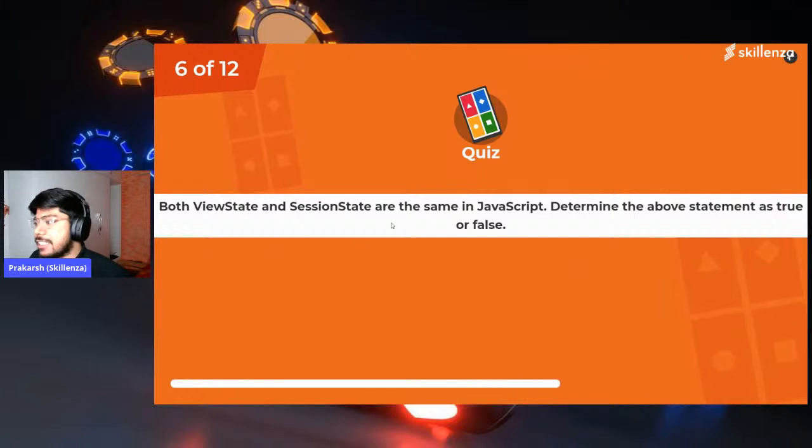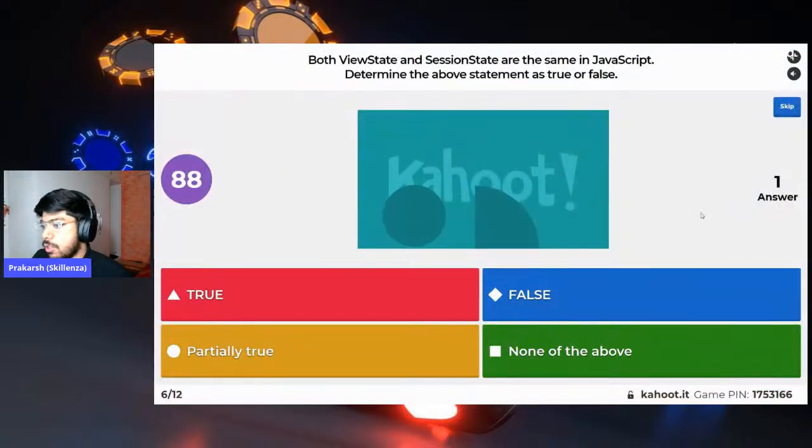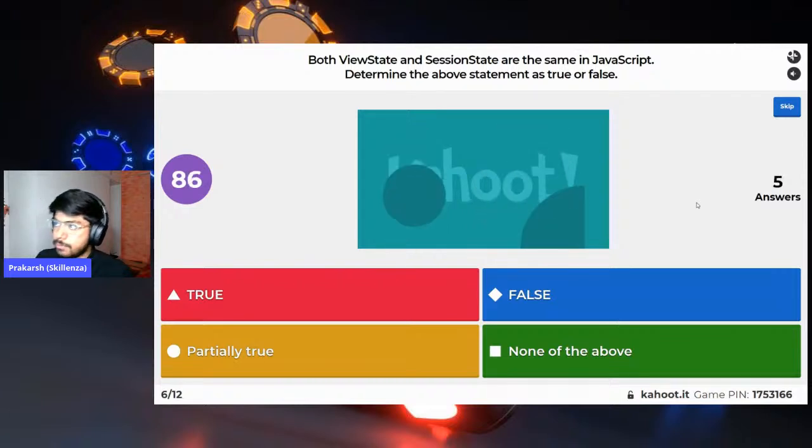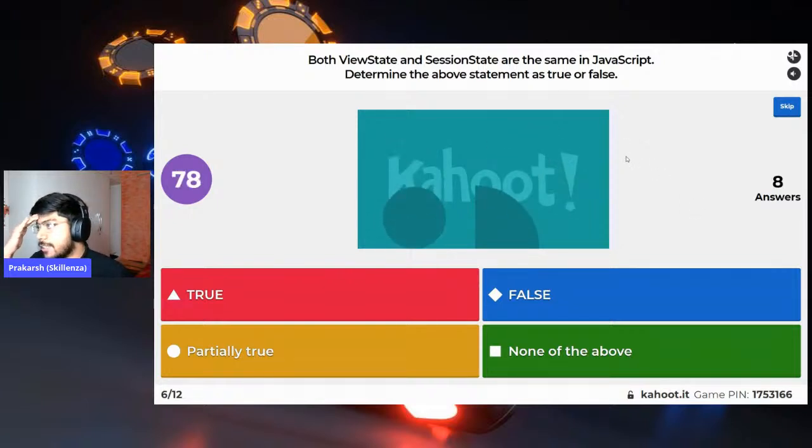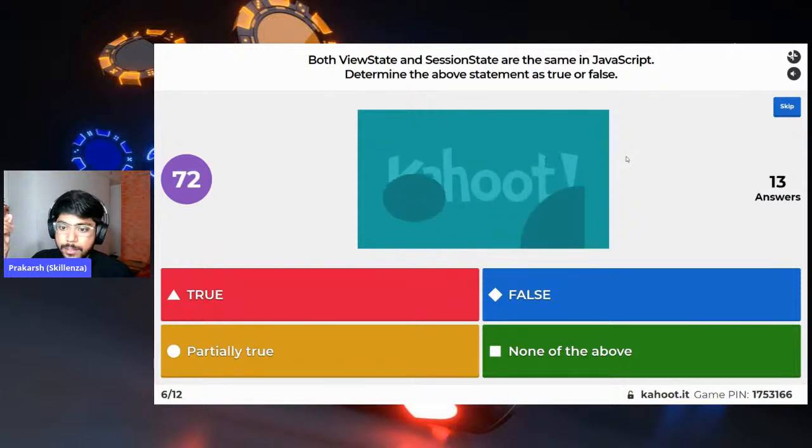Both view state and session state are the same in JavaScript. Determine the above statement as true or false. I'm going to just put my keyboard aside. Both view and session state are the same in JavaScript. Determine the above statement as true or false. True, false, partially true, none of the above.